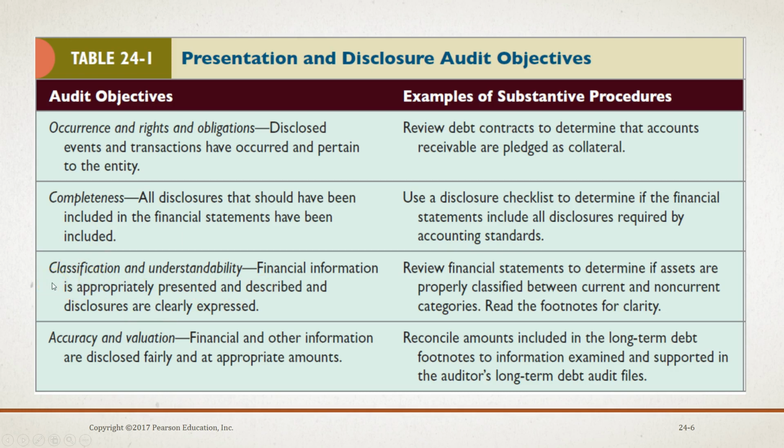Classification and understandability. Financial information has been appropriately presented and described, and disclosures are clearly expressed. Examples of substantive procedures. Review financial statements to determine if assets are properly classified between current and non-current categories. Accuracy and valuation. Have the financial and other information been disclosed fairly at the appropriate amounts? What do we do as auditors? Reconcile those amounts included in the long-term debt footnotes to information examined and supported in the auditor's long-term debt files.